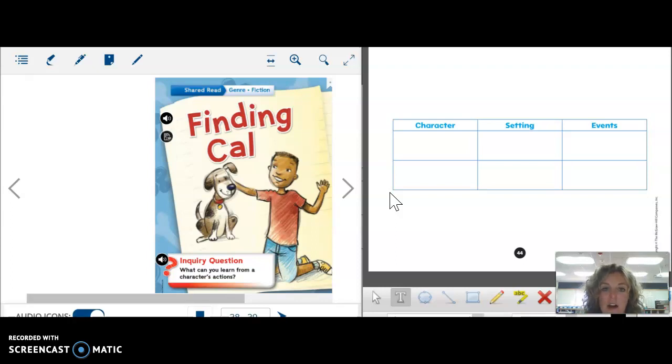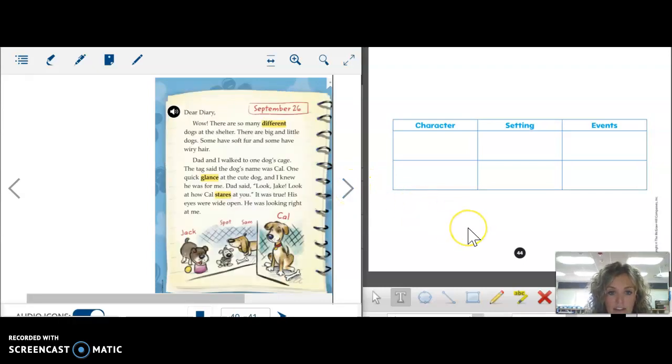All right, so now that we are back, we are going to find the characters in this story. So if I go to page 39 in Finding Cal, I'm going to go back and reread so that I remember who the characters are. Okay, and I know that one of the characters' name is Jake. So in the first box underneath character, I'm going to write Jake.